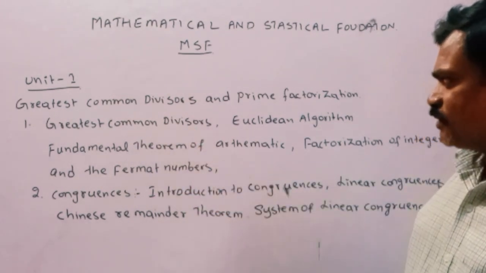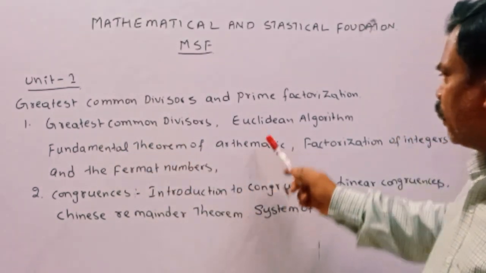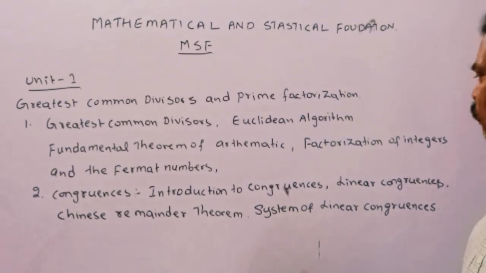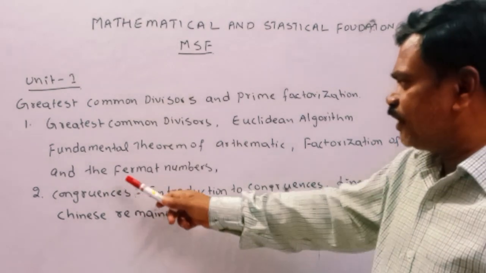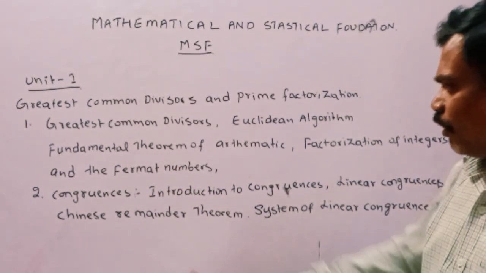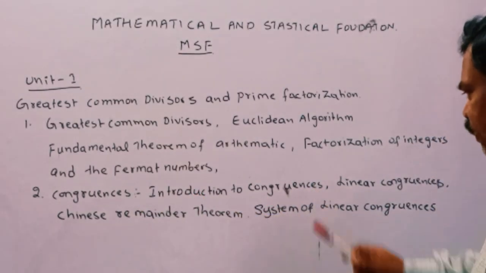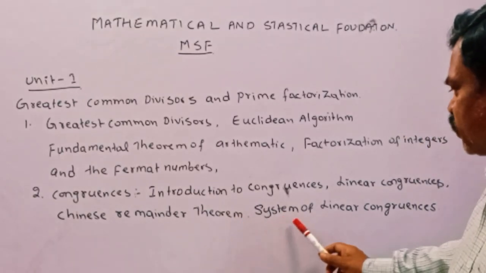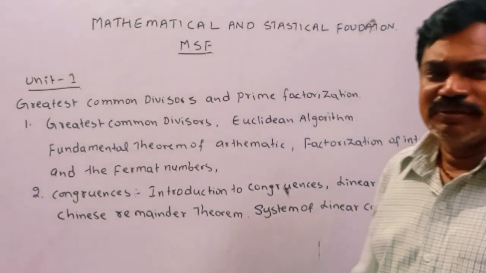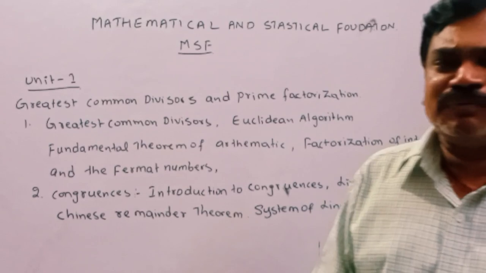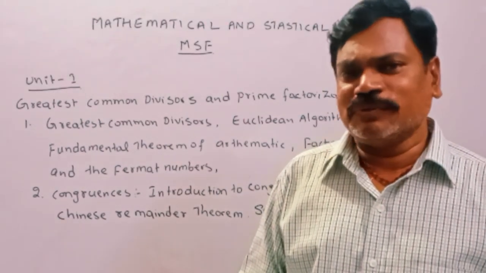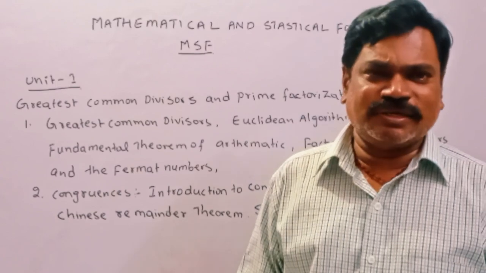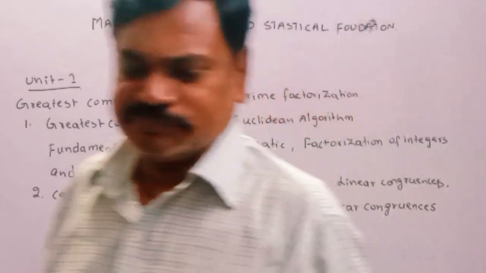Greatest common divisor, GCD, Euclidean algorithm, fundamental theorem of arithmetic, factorization of integers and Fermat numbers, congruences, introduction of congruences, linear congruences, Chinese remainder theorem, system of linear congruences. These are the topics covered in the first unit. So we have to discuss that in this session.